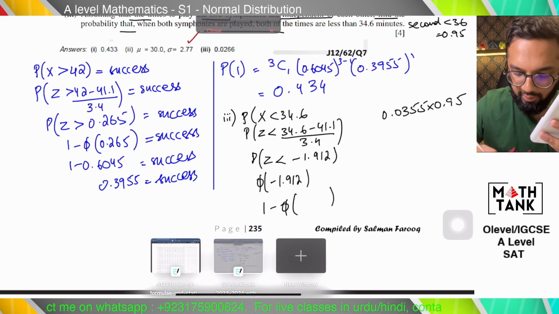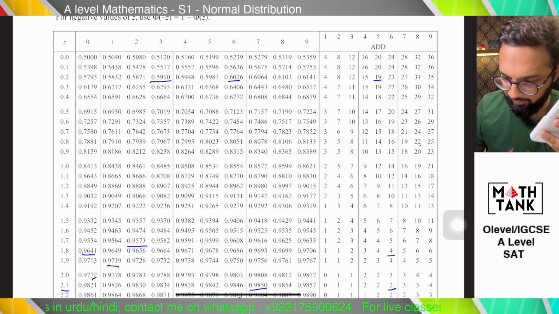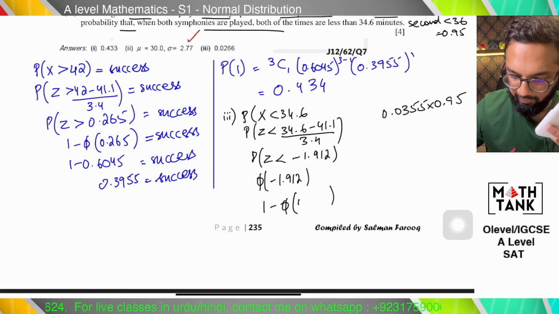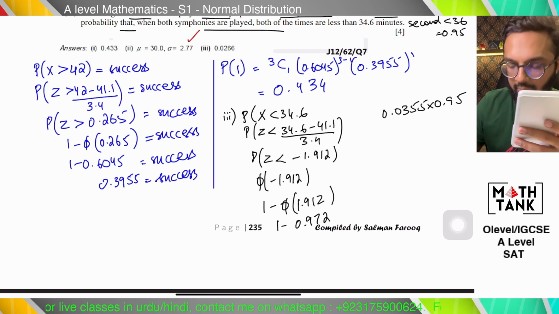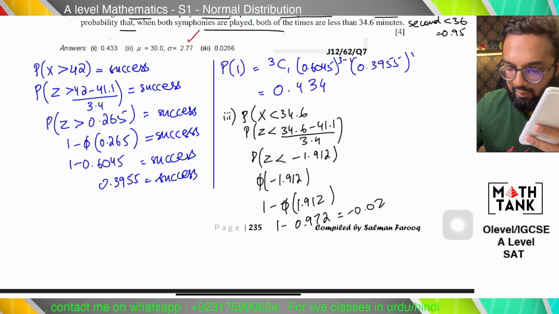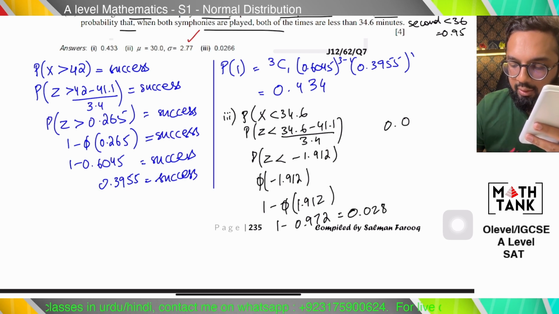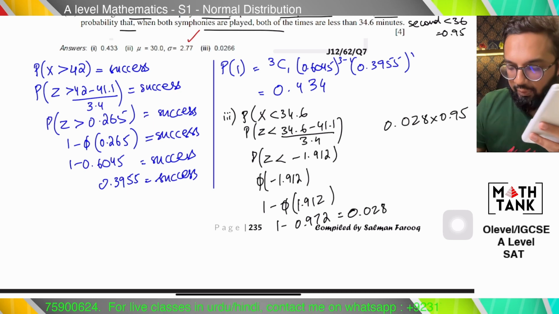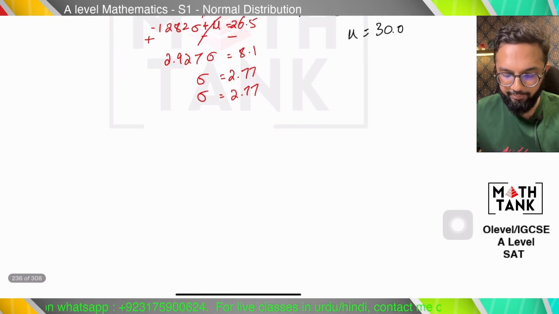Okay, what's 1.912? 972. 0.028. So 0.028 into 0.95 gives you, yes, 0.0266. Okay, let's move on to the last question then.